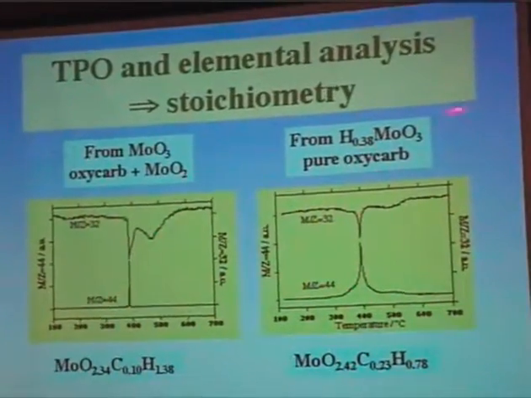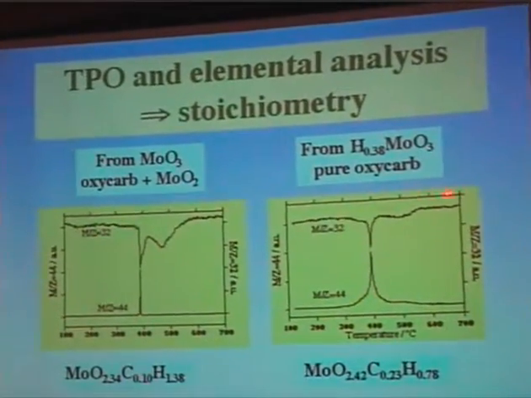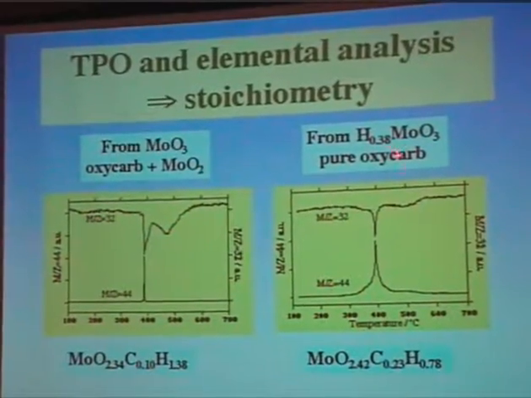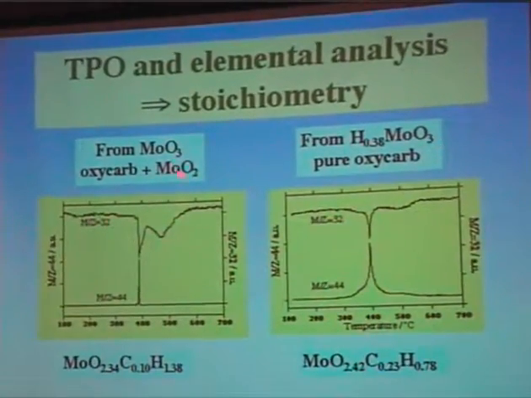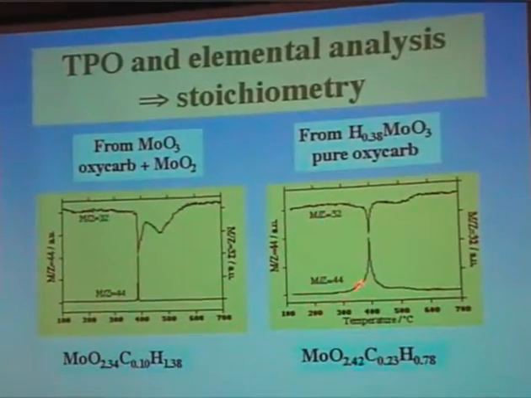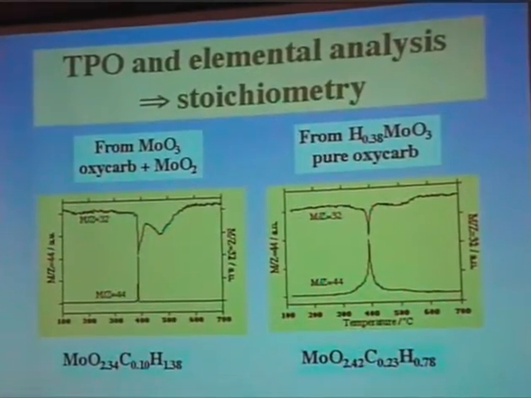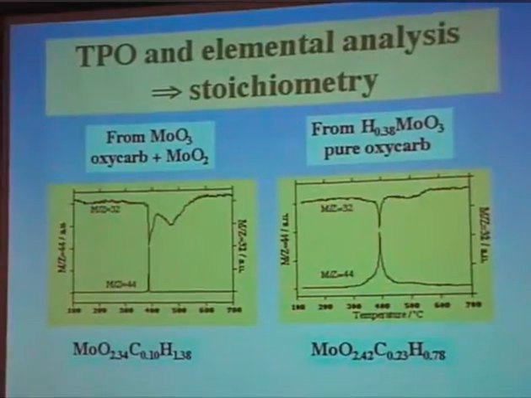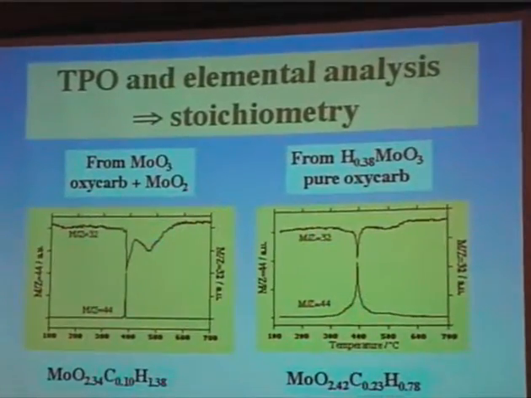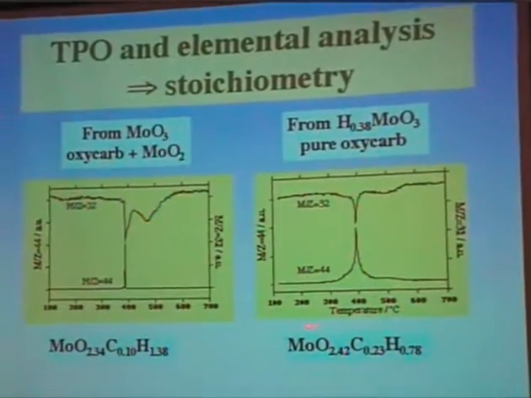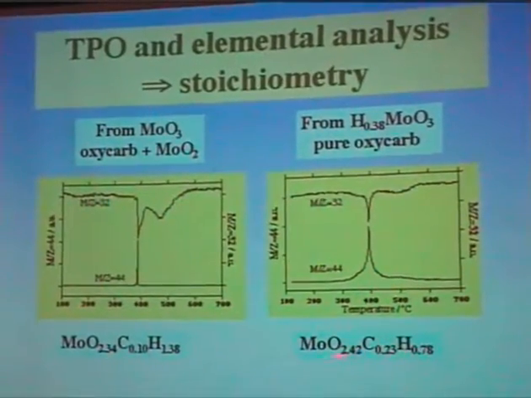But we were lucky when we started from the pure bronze, which gave us the pure material, oxycarbide, without MoO2. Then we were able both to measure the CO2 peak quantitatively and the H2O peak, which was released. And in fact, the best stoichiometry of this material is this one.